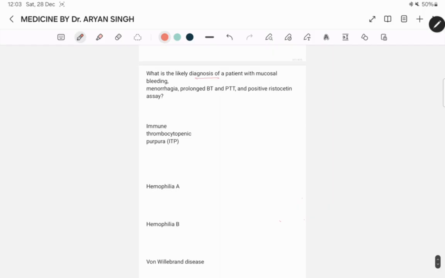Next question: what is the likely diagnosis of a patient with mucosal bleeding, menorrhagia, prolonged BT and PTT, and a positive ristocetin assay? Immune thrombocytopenic purpura, hemophilia A, B, or von Willebrand disease. Von Willebrand disease is the best answer because the patient has mucosal bleeding and menorrhagia, prolonged BT and PTT, and a positive ristocetin assay.